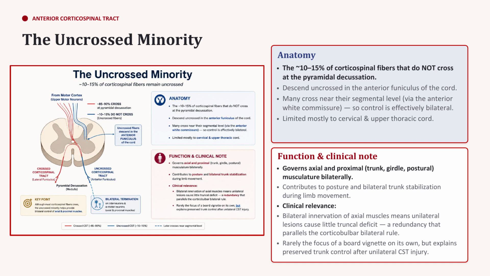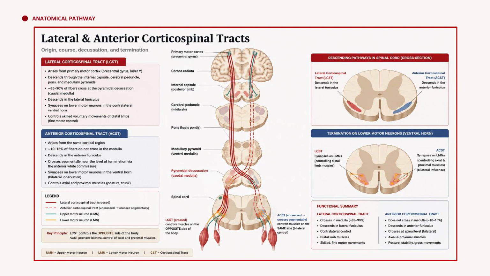This is the same redundancy principle you will meet with the corticobulbar tract in a moment, where most cranial nerve nuclei receive bilateral cortical input and are therefore protected from unilateral lesions. You will not often see the anterior corticospinal tract as the star of a vignette, but understanding it explains why trunk control survives a unilateral corticospinal lesion, and it reinforces the crossed versus uncrossed logic that runs through the whole system. This figure sets the two corticospinal divisions side by side, and the contrast is the whole point.